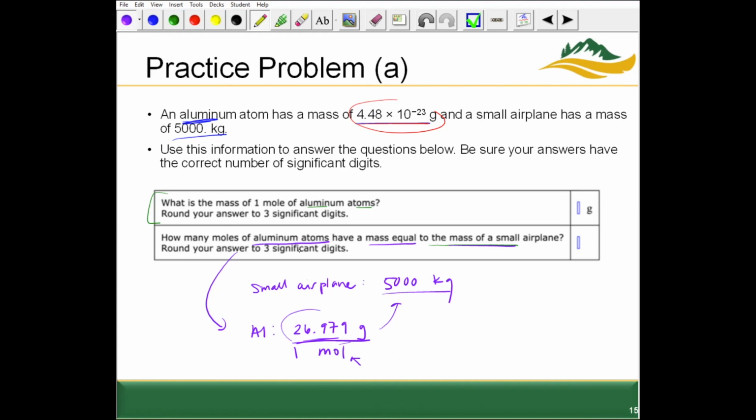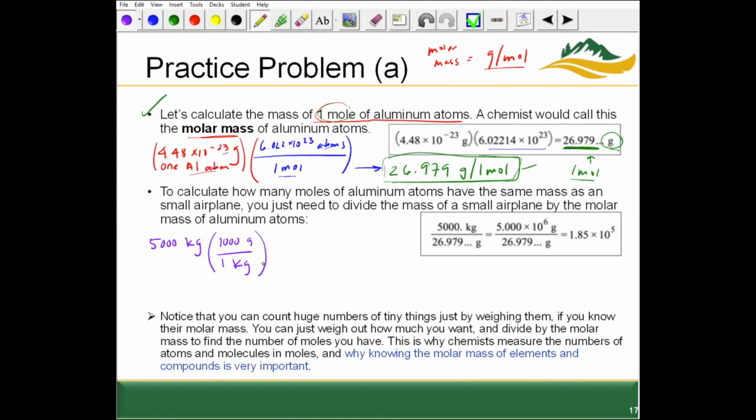of aluminum. We need to watch out for the units here, kilograms and grams. We need to change one of them first. So for this unit conversion, that should look familiar from chapter 1, 5,000 kilograms. To get this into grams, 1,000 grams is 1 kilogram. So 5,000 times 1,000 will end up being a very large number with 1, 2, 3, 4, 5, 6 zeros after it. Another way to write this then is 5.000 times 10 to the 6th. So the small airplane weighs this many grams.